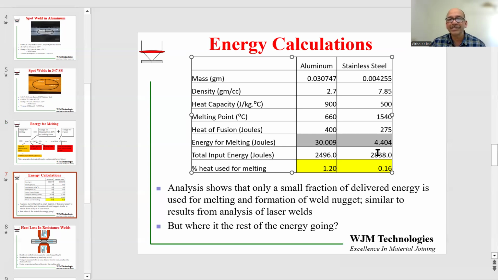We know the input energies, and we divide by the total input energy, and we find that the percent heat used for melting is a very small fraction of the total heat input. So we are providing of the order of 2500 joules, and a very small number is used to create that melt from room temperature to melting point to form that nugget. So where exactly is the rest of the energy going? So obviously we are losing a lot of energy or not properly using that energy.